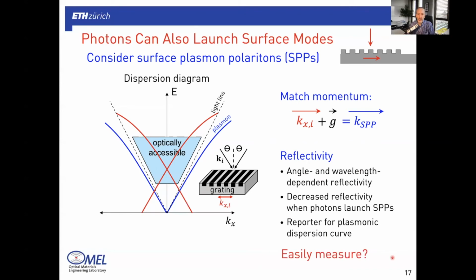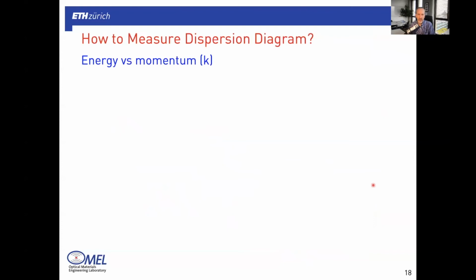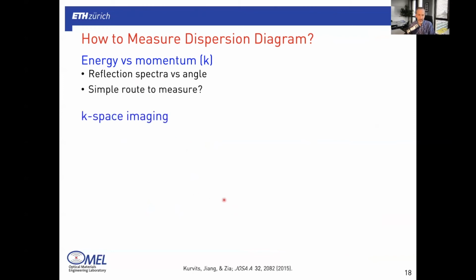Now, how are we going to measure this easily, though? Measuring angle and wavelength dependent reflectivity doesn't sound easy, but it turns out there's this very nice way to measure the dispersion diagram, or energy versus momentum, K, which basically boils down to measuring reflection spectra versus angle. And the way you can do this is through so-called Fourier microscopy or K-space imaging. And I'm putting an article here that describes it in much more detail if you're interested. But basically, we can measure the sample reflectivity and determine which photons, which energy, which angles excite plasmons.